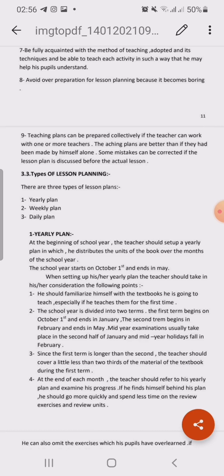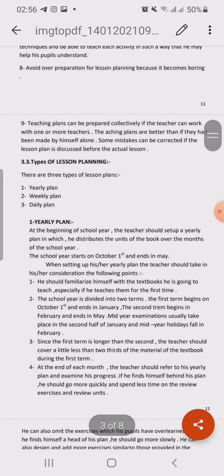The teaching plans are better than if they had been made by himself alone. راح تكون أفضل. لماذا؟ Some mistakes can be corrected if the lesson plan is discussed before the actual lesson. يعني ممكن أن ينبه زميله، أو إذا عد الخطة راح يكون على اطلاع بالأخطاء الموجودة فممكن يصلحها أحسن مما أنه في ذات المحاضرة راح يكتشف الخطأ ويكون في موقف محرج.